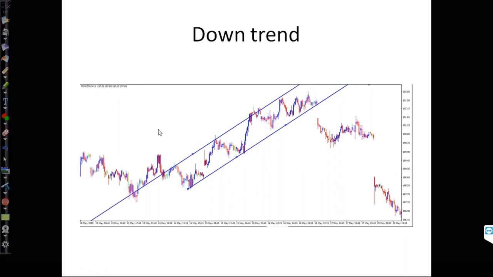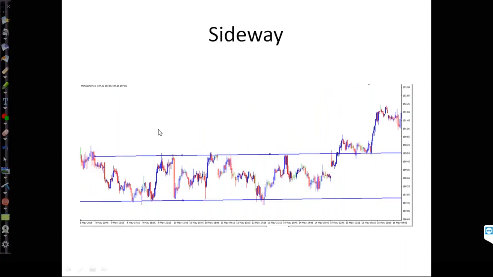And next, this is also sideways. Always remember, sideways also runs in a range, so we have to find out that range. Have you seen? This is the range. Resistance line, resistance point, resistance.